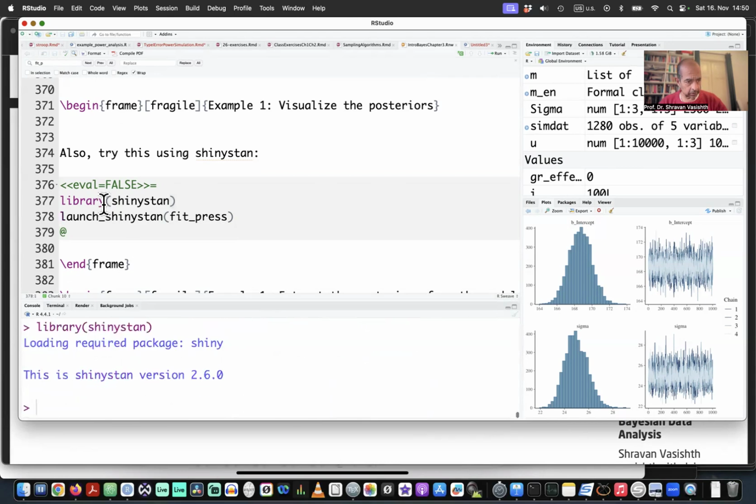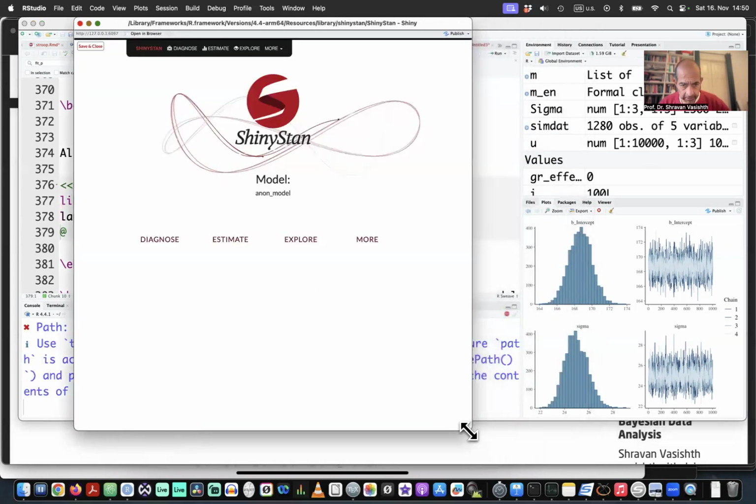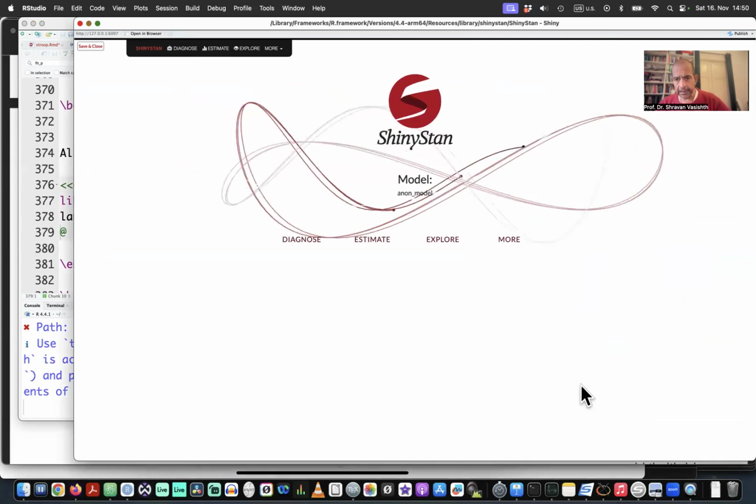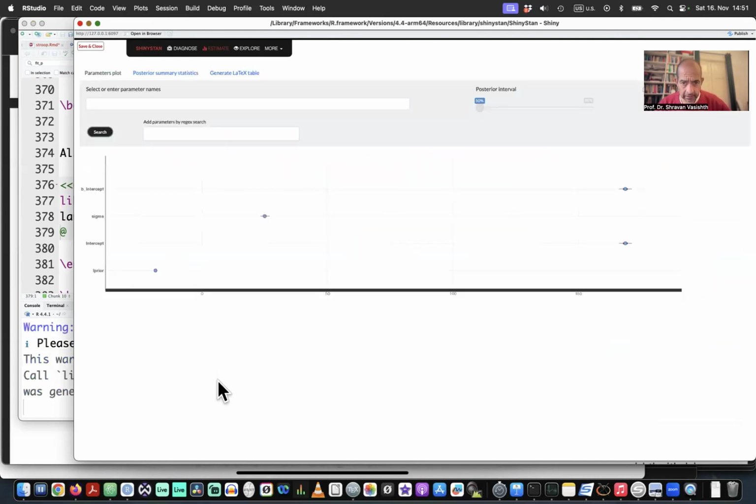Right. So now when I load ShinyStan, what should happen is when I type launch_shinystan for the fit press model, it's going to give me a bunch of graphical summaries that helps me understand the properties of the fitted model, right? So what I'm looking at here, this is not super easy to see here, but here's my intercept and sigma. Hey, what's going on here? Sorry, I'm confused. I don't know what this is, to be honest.